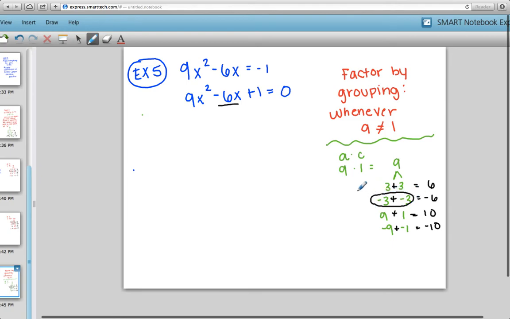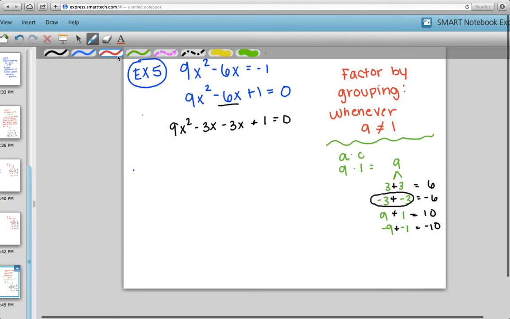Now, this is where it becomes different. Instead of writing two separate parentheses and just choosing these as my factors, I can't do that anymore because I have a value other than 1 in the front. I'm going to replace negative 6x with these two numbers. I haven't changed the problem, because isn't negative 3x minus 3x equal to negative 6x? So all I've done is written this in a different manner. That's all I've done. I haven't changed the meaning or changed the problem at all.